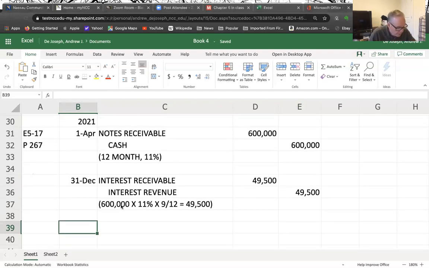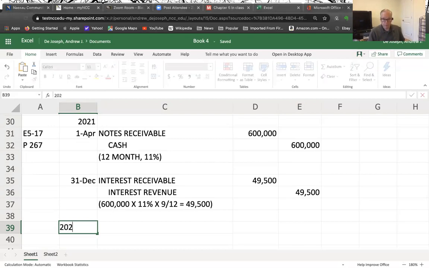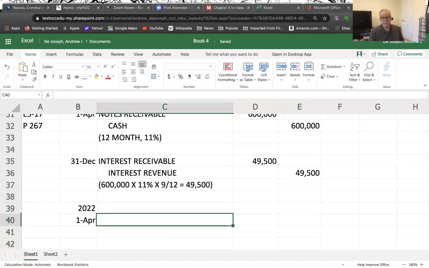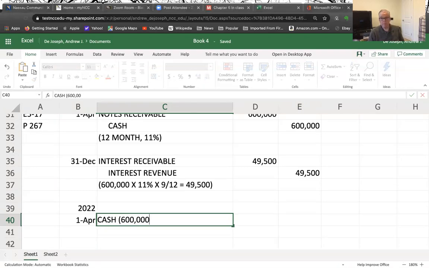Now the third entry, cash collection of the note and interest on April 1st, 2022. We're going to get paid, so you know you're going to debit cash. You just don't know the amount yet. The amount is going to be the 600,000 plus a full year's interest, a full 12 months of interest. A full 12 months of interest is 600,000 times 11%, which is $66,000.